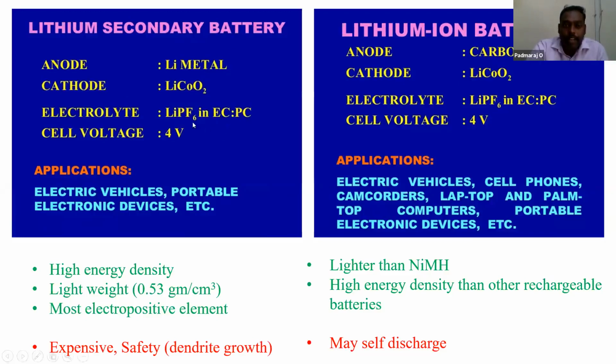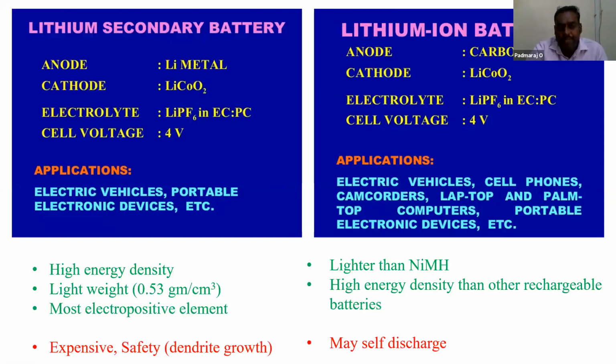Do you have any idea? That is LiPF6 in EC and PC. So that is a mixed organic solvent, in order to optimize the viscosity as well as the conductivity of the organic solvent, understood? So we are mixing various proportions of two organic solvents, that is ethylene carbonate and propylene carbonate. In that we are dissolving the lithium salt, LiPF6, lithium hexafluorophosphate.